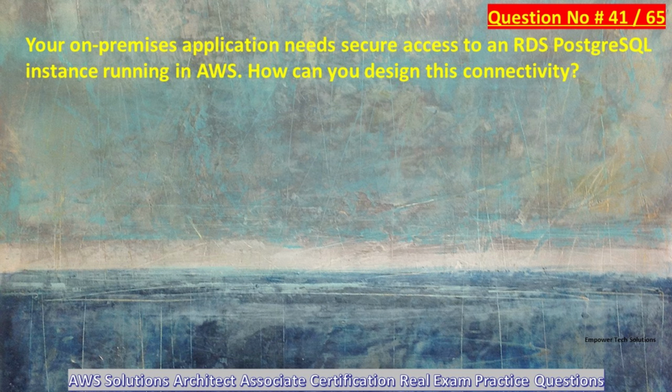Your on-premises application needs secure access to an RDS PostgreSQL instance running in AWS. How can you design this connectivity?